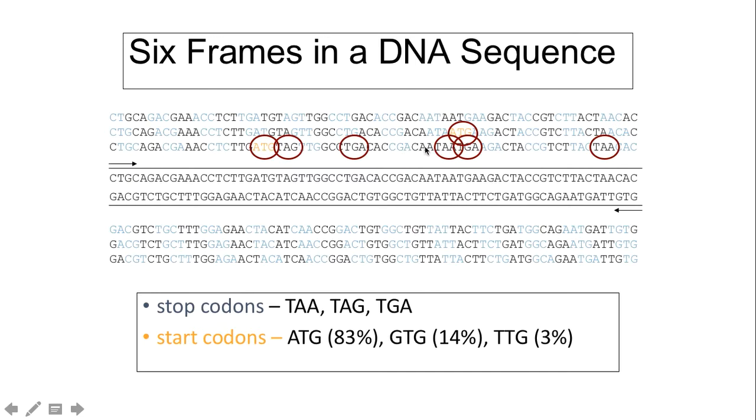So between 2 stop codons is not an open reading frame. An open reading frame is the sequence between and including a start codon and a stop codon. Those are where potential genes are found. Not all open reading frames are genes, but all open reading frames could potentially be genes.